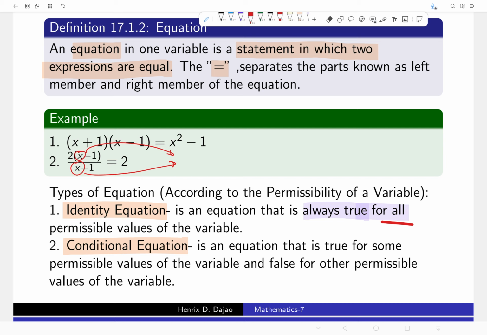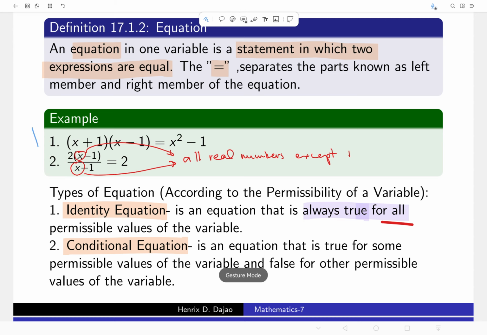So all real numbers except 1. So we can substitute any real number, all numbers except 1. Because if you substitute 1 here, the denominator will be equal to 0. We don't want that to happen. When our denominator is 0, our numerator in this case will also become 0. So we don't want this to happen.